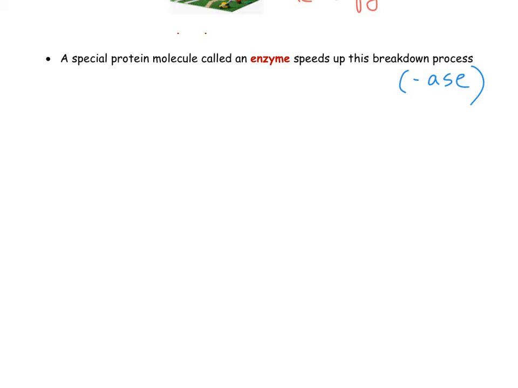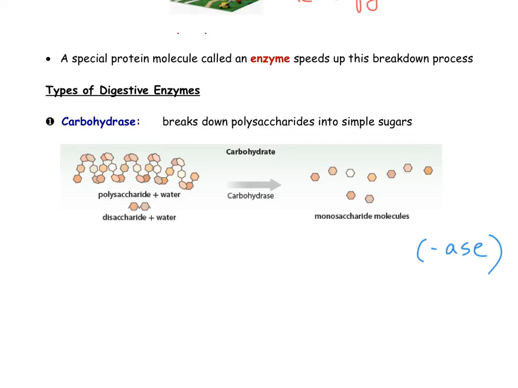Let's take a look at some examples of enzymes that are associated with the digestion process. So the first type of digestive enzyme that I want to talk about is the carbohydrase. And you can tell from the name carbohydrase that it looks a lot like carbohydrate, but it has that -ase ending. And that -ase ending lets us know that it's an enzyme that will break down carbohydrates, right?